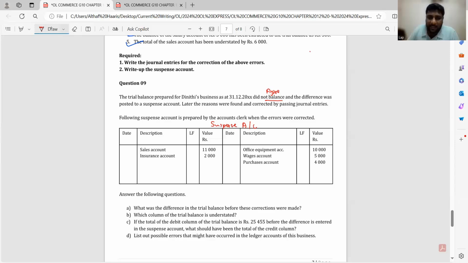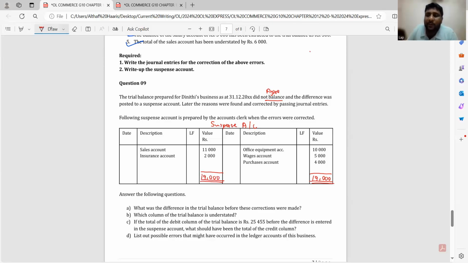Everyone tell me, in this suspense account, is the debit side bigger or the credit side bigger? Farha, quickly tell me. Which side is bigger? Credit side. What's the value? 19,000. So here also it should be 19,000.